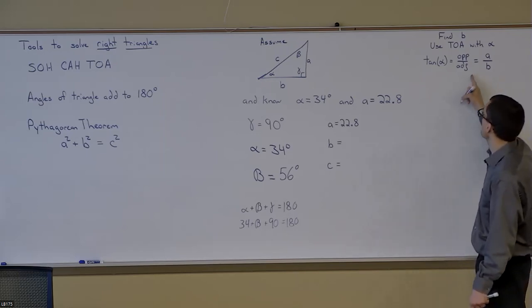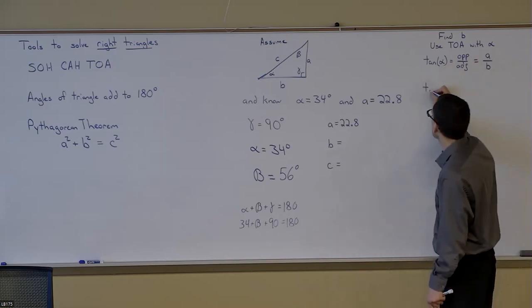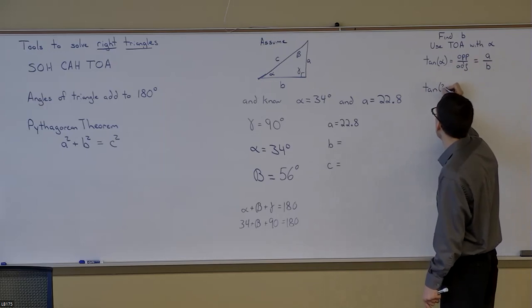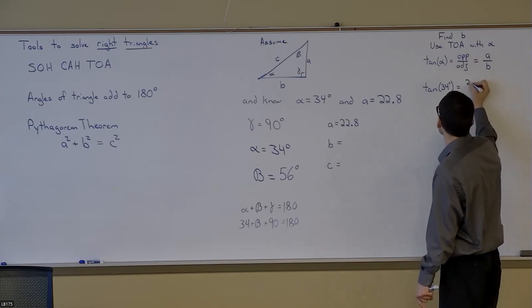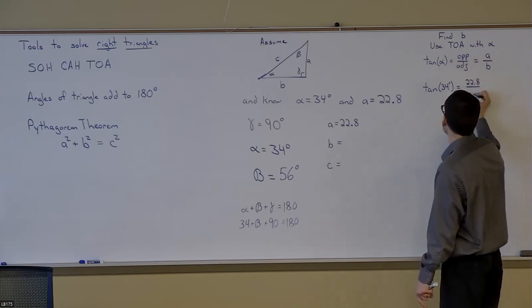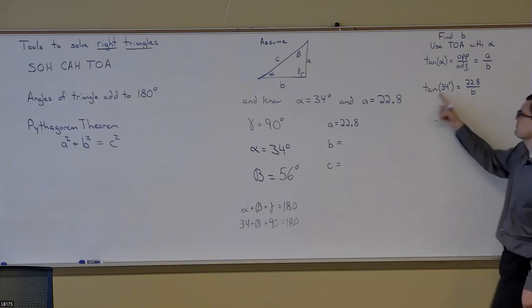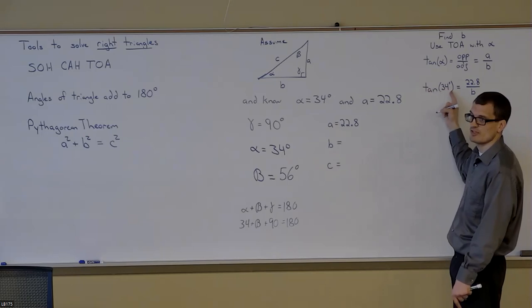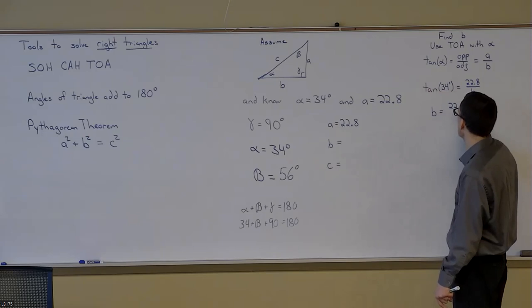Now here's the nice thing. I know A and I know alpha. So I can just take tangent of 34 degrees is equal to 22.8 divided by B. And then I can solve for B. I multiply both sides by B, I get B times tangent, and then I divide by tangent. I'm just going to rewrite this: B equals 22.8 divided by tangent of 34 degrees.